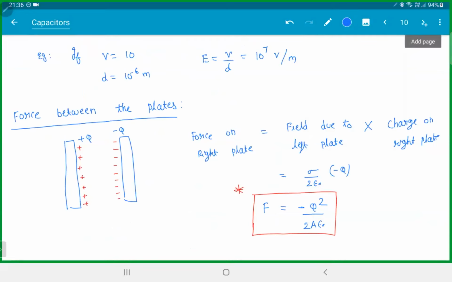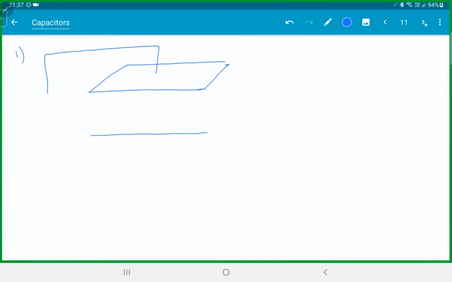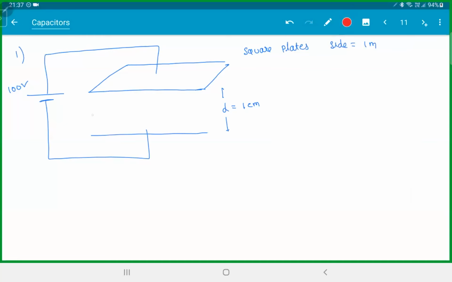Let's see a question. We have two square plates here, at 100 volts. The distance D between them is 1 millimeter. These are square plates with side 1 meter. You project a particle of charge plus Q and mass M in the center with speed U. This is D by 2.